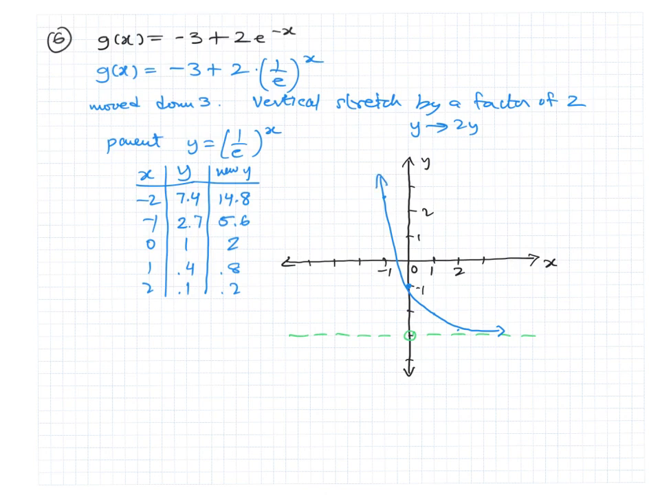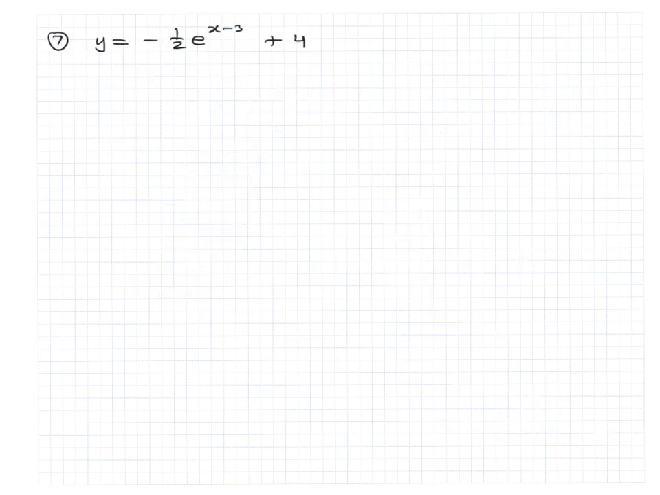And now I need to find the domain and the range. So the domain, once again, all real numbers. And the range, well, y is an element of the reals such that y gets closer to -3, but doesn't quite make it because of the asymptote, and then it's above, so y greater than -3.